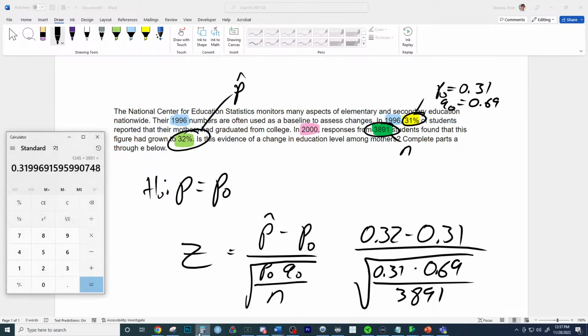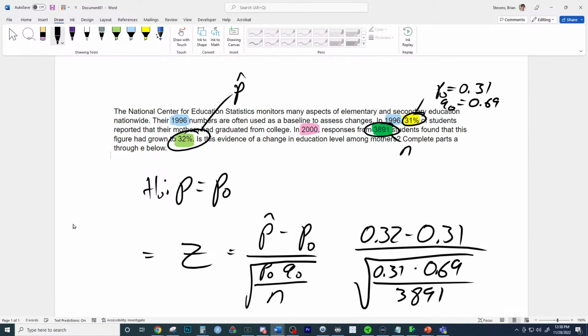Find the z-score. Oh, gotta do the bottom first. 31 times, there we go. And there's the z-score, 1.35. Okay. So now with a z-score of 1.35, we're looking for evidence that this has changed.